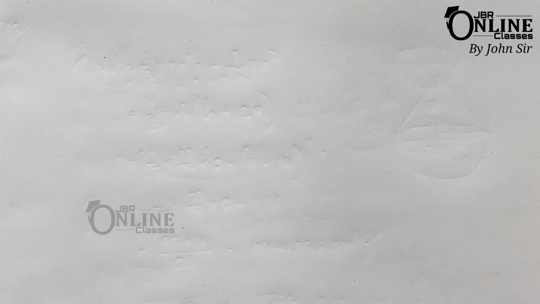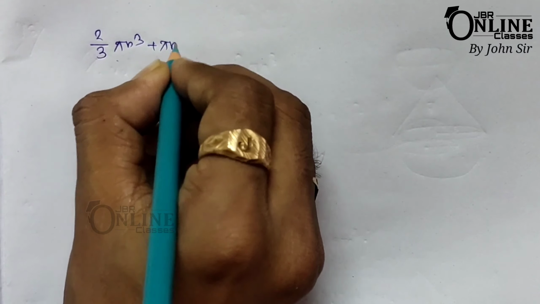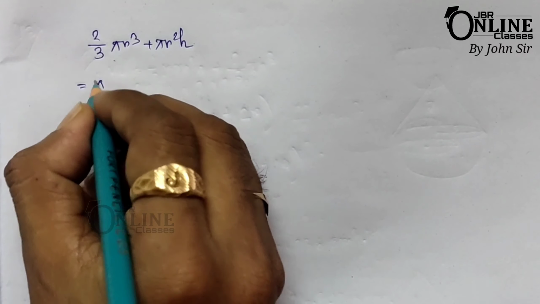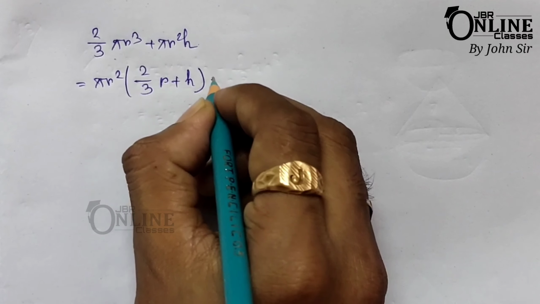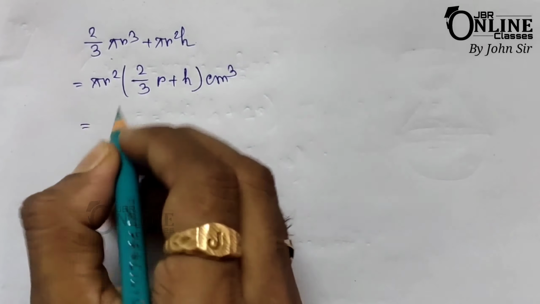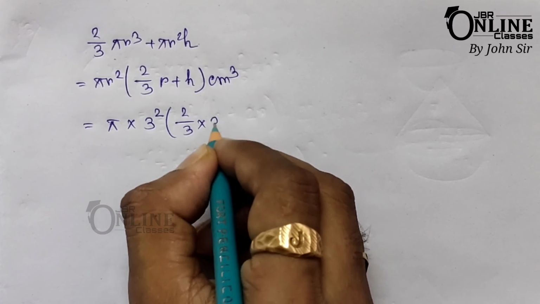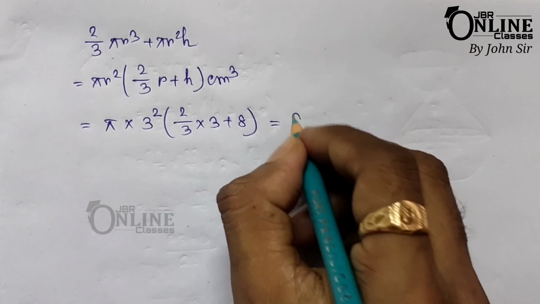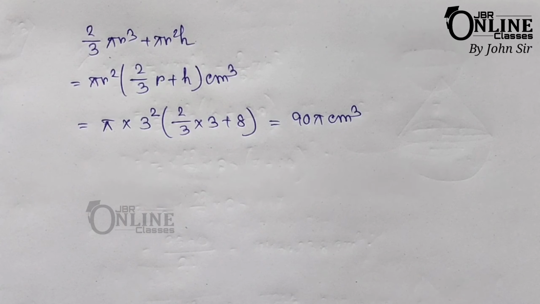Next thing, you have to find the volume in pi liters. So first find the volume. The formula is 2 by 3 pi r cube plus pi r square h, and from that pi r square into 2 by 3 r plus h, it's centimeter cube. So that equals pi into 3 square, and then 2 by 3 into 3 plus 8, so that equals 90 pi centimeter cube. Okay, so here 90 pi centimeter cube is the volume.